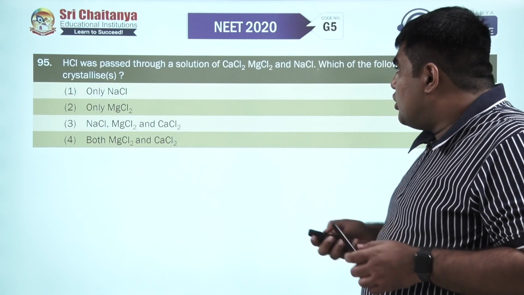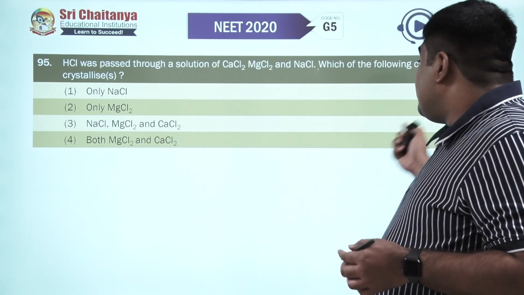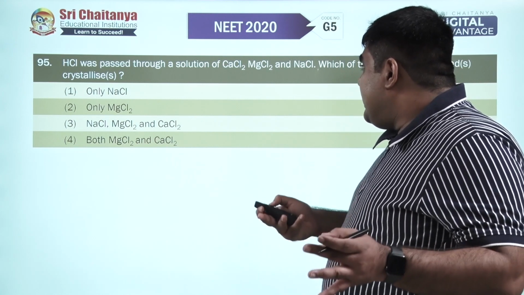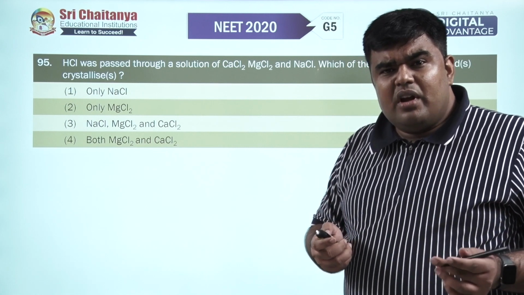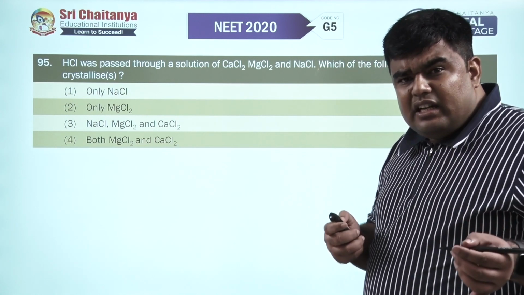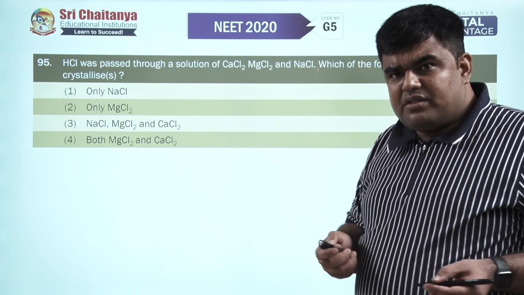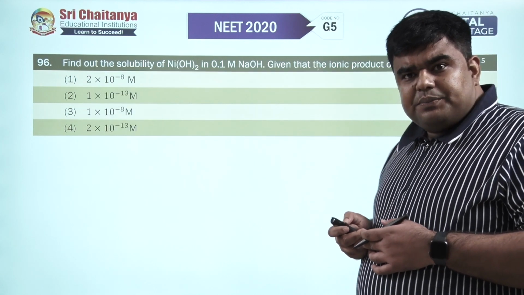HCl was passed through the solution of calcium chloride, magnesium chloride and NaCl. Which of the following compounds crystallizes first? We know that Ksp for NaCl is lesser than that of the Ksp for CaCl2 and MgCl2. That means if we pass HCl, it is NaCl which will precipitate or crystallize first. Let's move to question number 96.